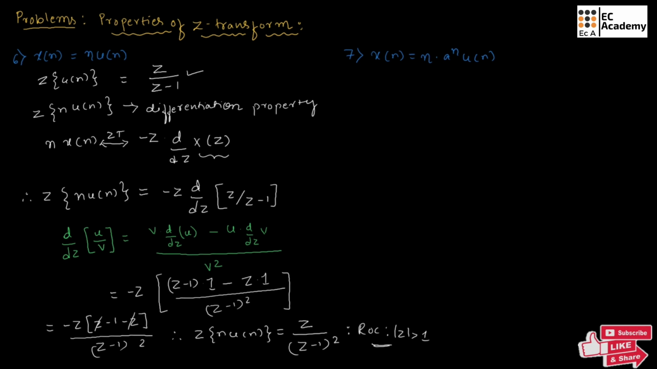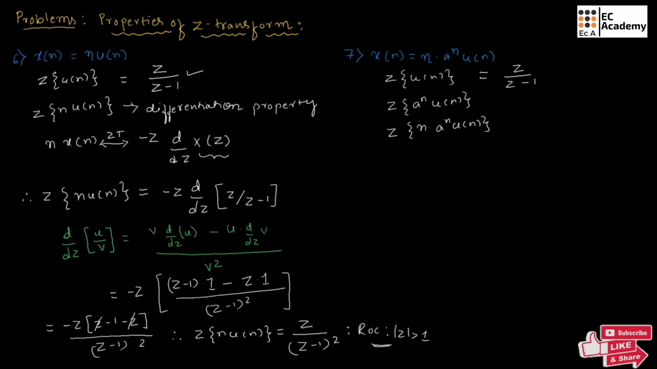Next, let us see x of n is equal to n into a to the power of n u of n. Again, here we need to find first z transform of u of n. Then we need to find z transform of a to the power of n u of n. Next, we need to find the z transform of n into a to the power of n u of n. Z transform of u of n, we can write it as z divided by z minus 1. A to the power of n u of n.